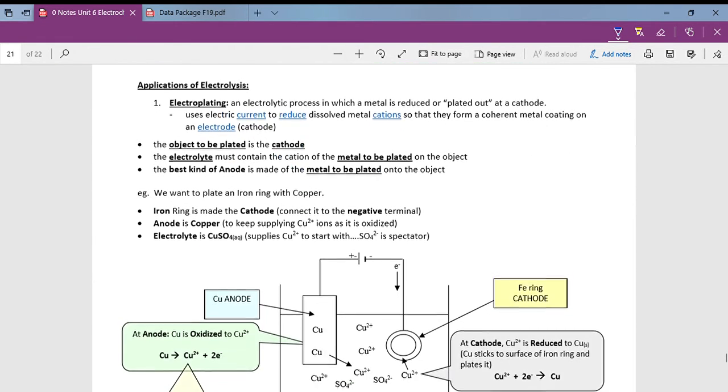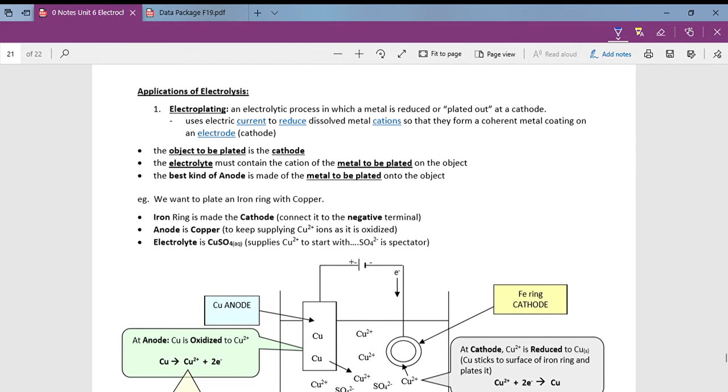All right, so now what we're going to look at is this application of electrolysis. So hopefully you understand that electrolytic cells are non-spontaneous reactions that you have to force to happen, and what they can do is deposit an ion as a metal, and that's their purpose. So there are three applications that we'll talk about. The first one is electroplating, which is an electrolytic process in which a metal is reduced or plated out at a cathode. It uses an electric current to reduce a dissolved metal cation, so they form a coherent metal coating on an electrode. So, plating.